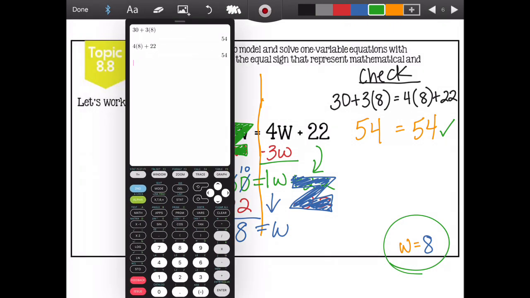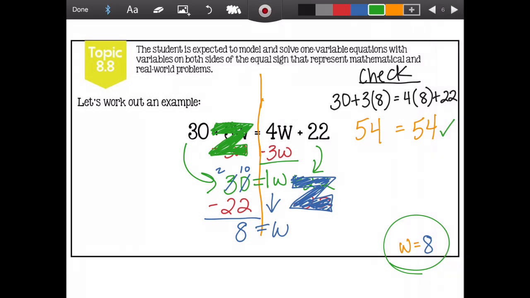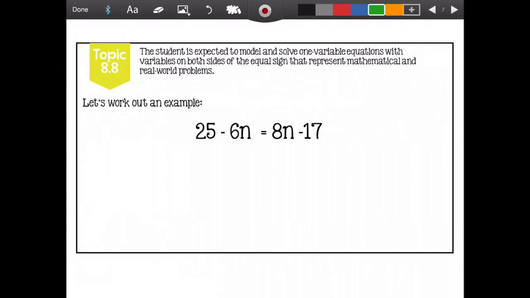All right. Okay, so let's work on another one. 25 minus 6n equals 8n minus 17. Okay, so again, I'm going to draw that line down to separate the left and the right side. Now here, I have 6n and 8n.